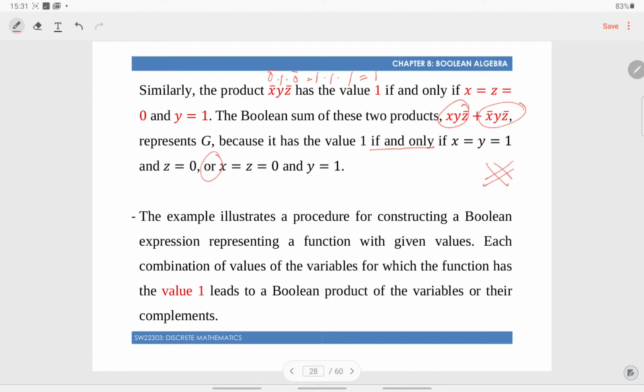So this example actually illustrates a procedure for constructing a Boolean expression representing a function with given values, like those given in the previous table. You're only given the table, the values, and also the functions f and g without the actual expression for each function. Each combination of values of the variables for which the function has value 1 leads to a Boolean product of the variables or their complements. So, as I mentioned before, our interest goes to the output equal to 1, to come up with the expression for each function.